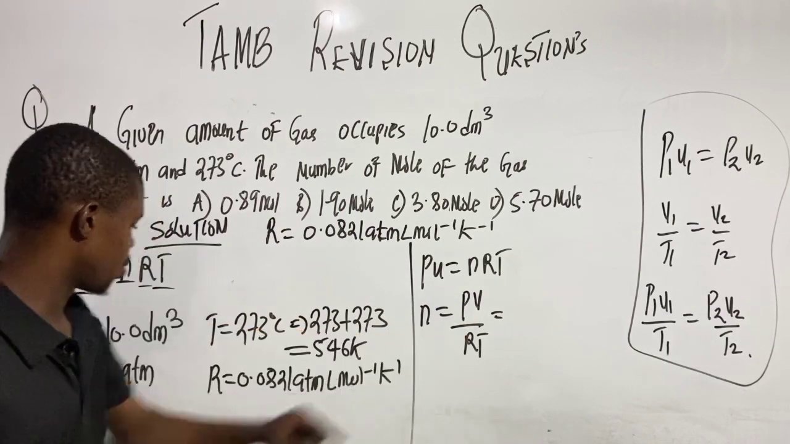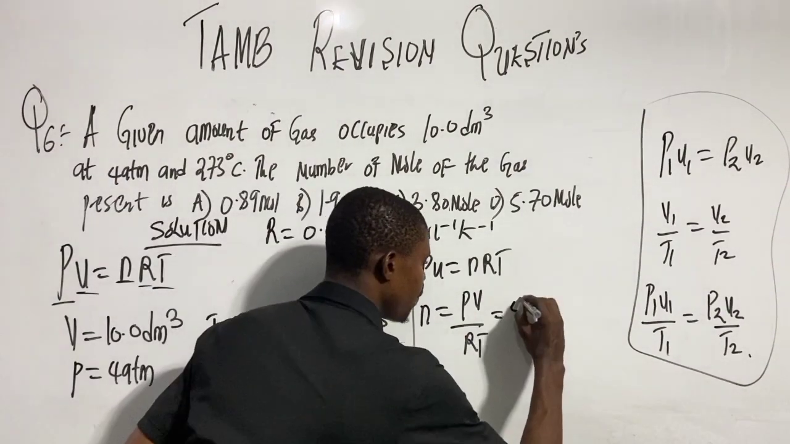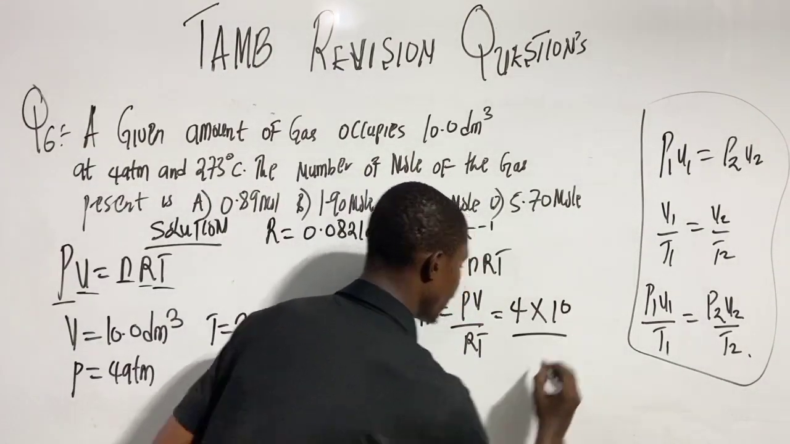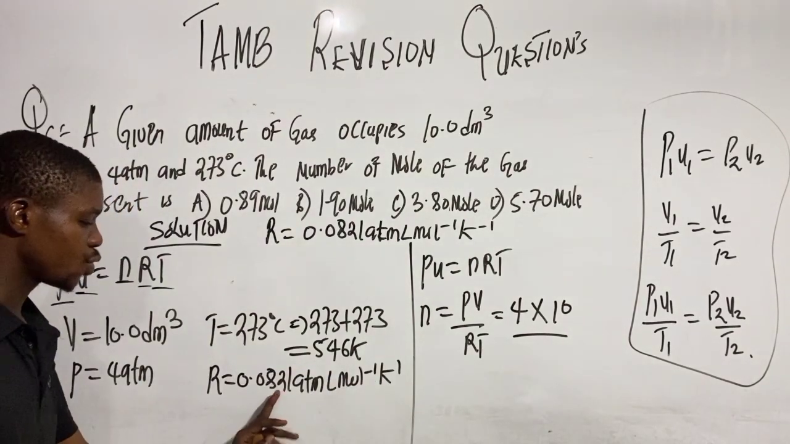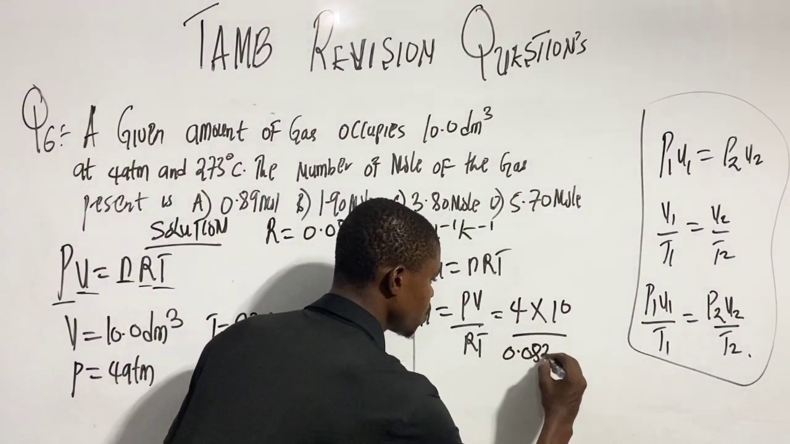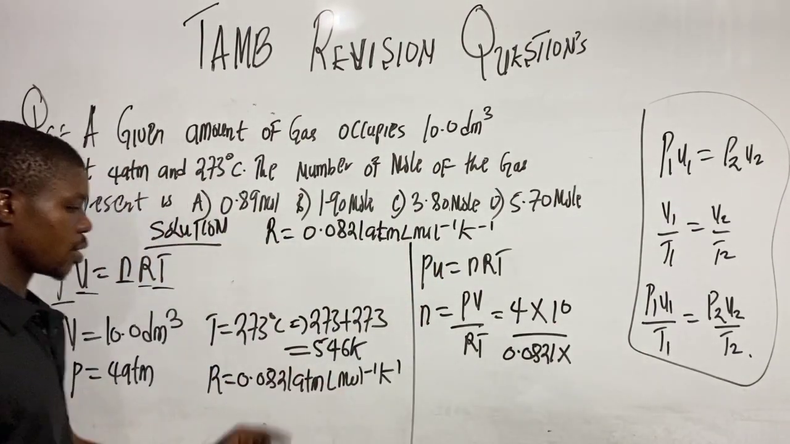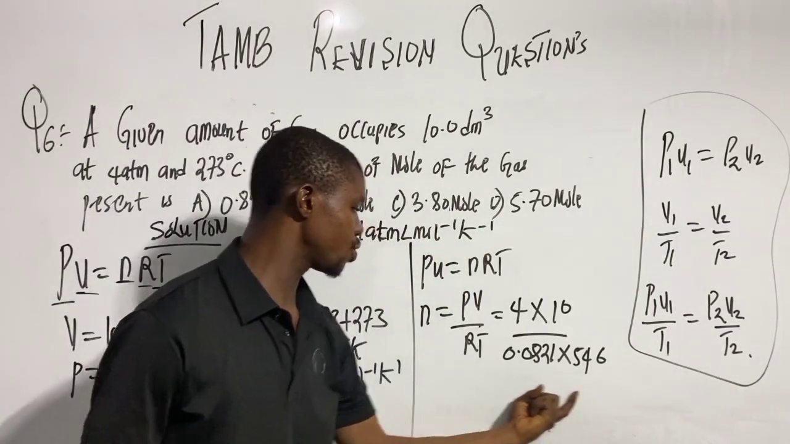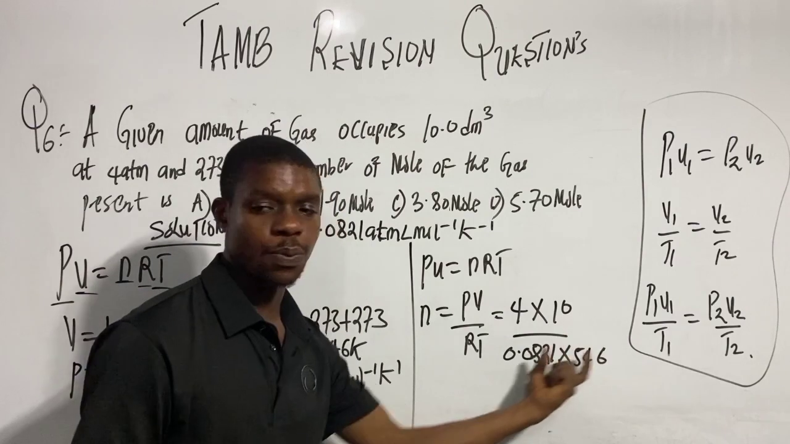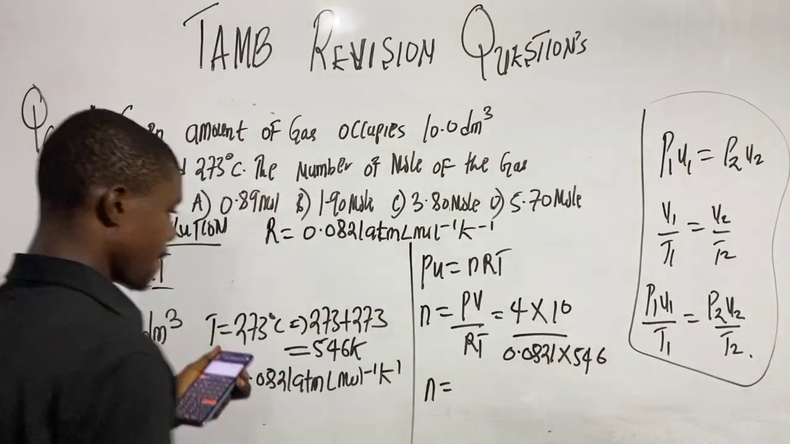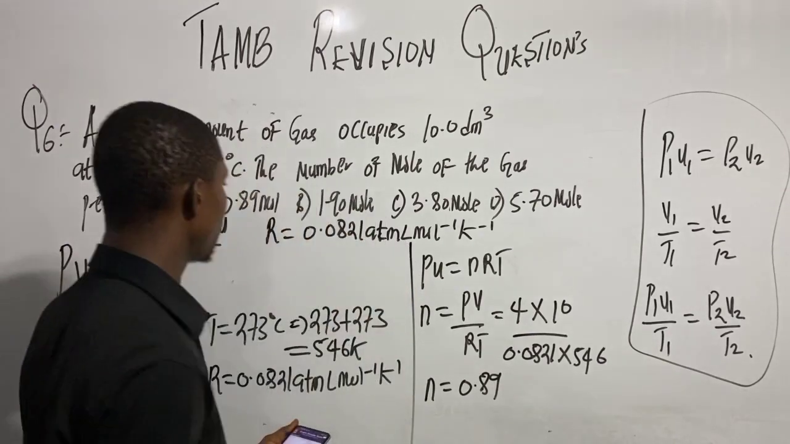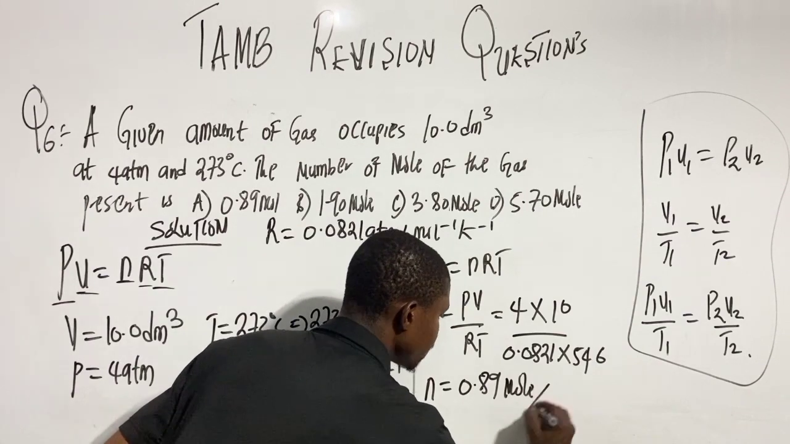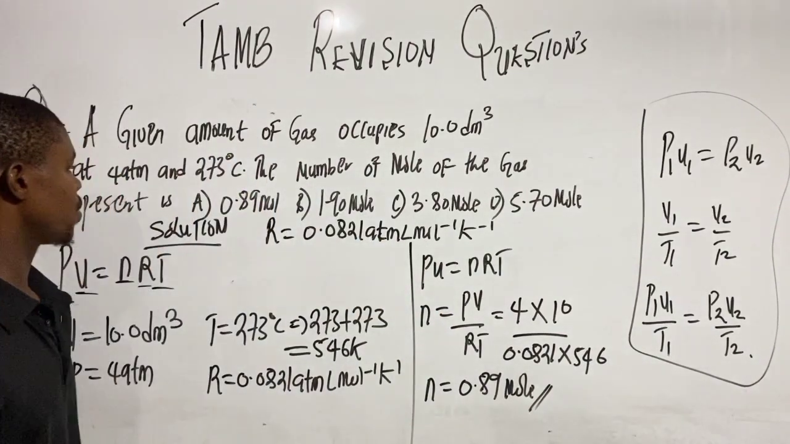So what I want to do here is insert my values. My pressure is 4, so it will be 4 times my V, which is 10, over my R, which is 0.0821, times my T, which is 546. Do you see that? So what you want to do here is use your calculator and punch it in, and it equals 0.89. Now the unit must be in mole. Do you get? So this is the answer.